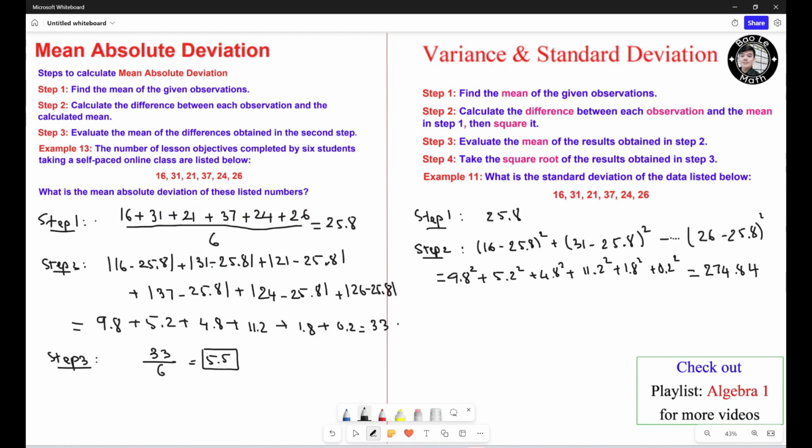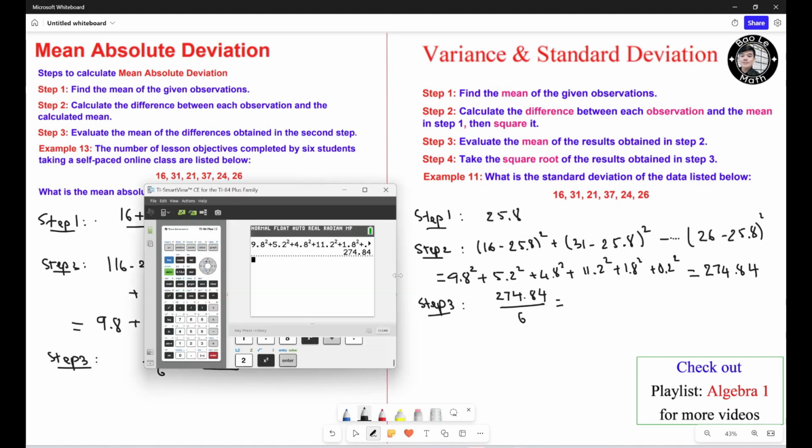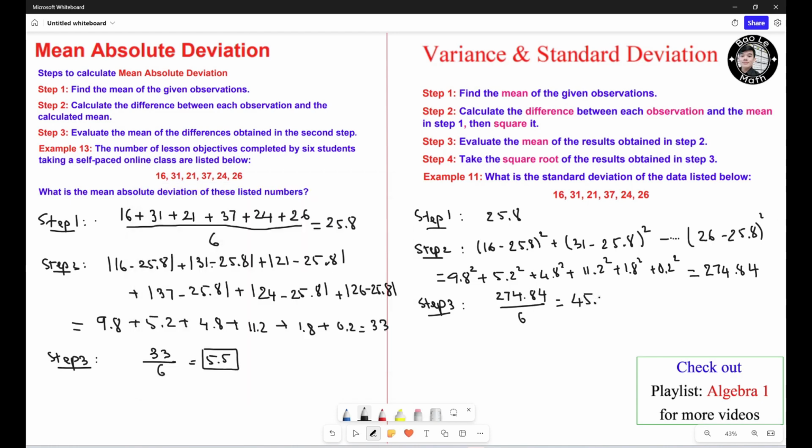Now step number 3: we need to calculate the average of this one. So we take 274.84 and divide by 6. It's going to be roughly 45.8.